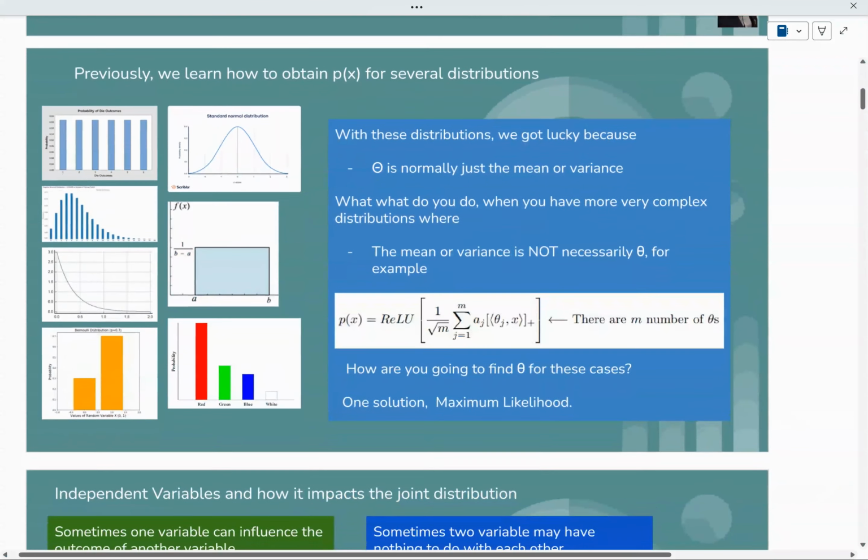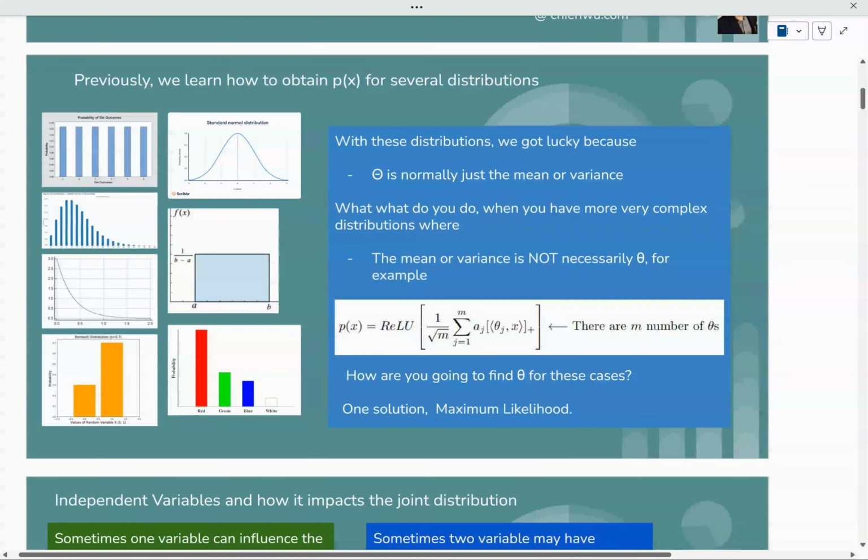So previously, we learned how to obtain the P of x for several distributions, namely by recognizing what the shape looks like. So this was a normal Gaussian distribution, uniform, categorical. By recognizing these situations and remembering the equation associated with them, you can go from data to the probability distribution P of x. Okay?